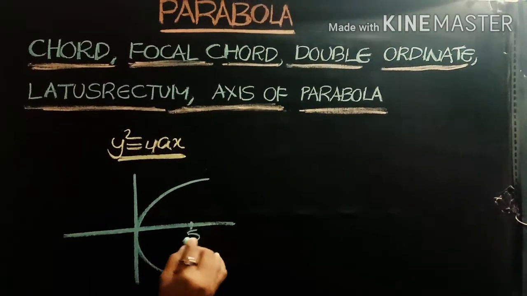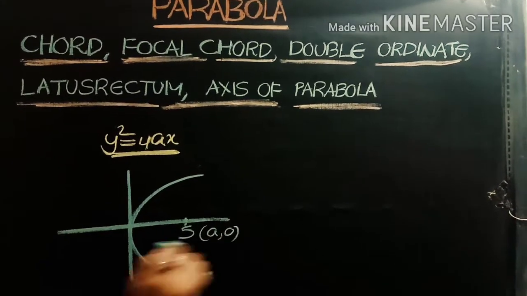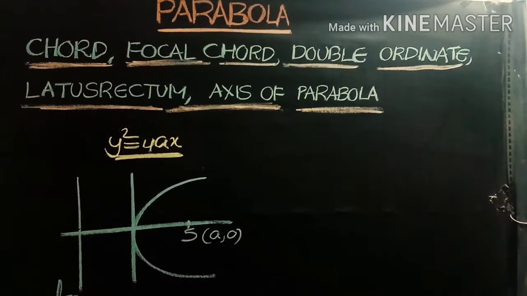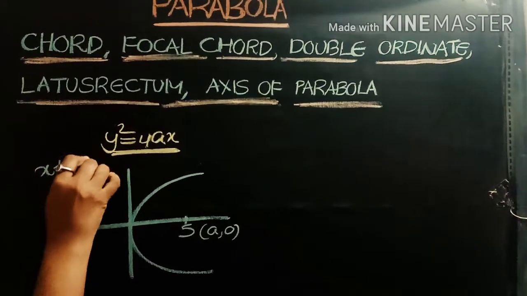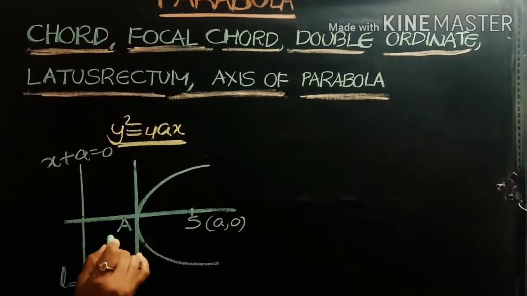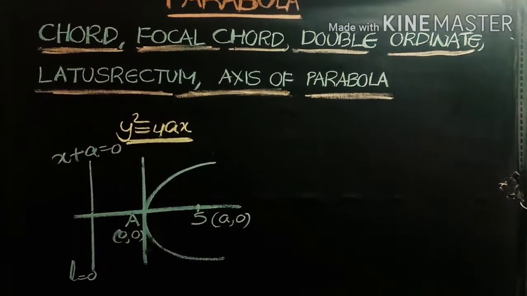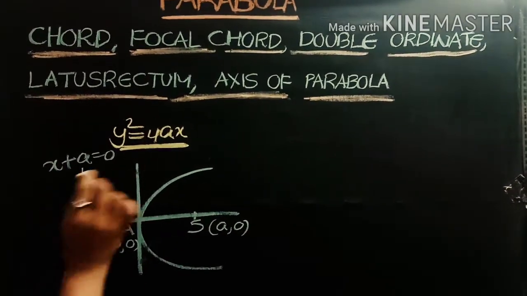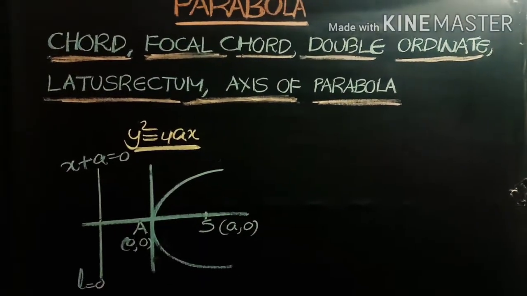This is the focus and the coordinates of the focus are (a, 0), and this is the directrix, and the equation of this directrix is x plus a is equal to 0. And this is the vertex A, and the coordinates of the vertex are (0, 0). Now this is the graphical representation of the parabola y square is equal to 4ax.